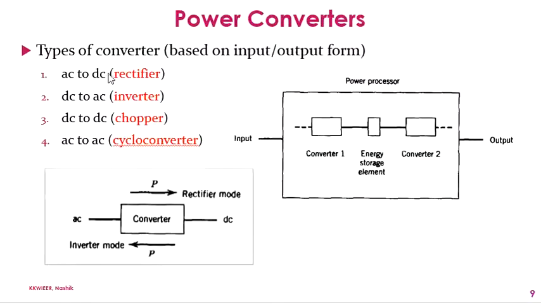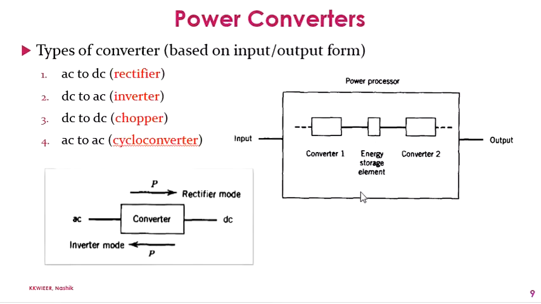If the input is AC and output is DC, then it is called a rectifier. DC to AC, then it is an inverter. If it is DC to DC, then it is called a chopper, and AC to AC is a cycloconverter. So these are the four types of converter, or we can say topologies of the converter.